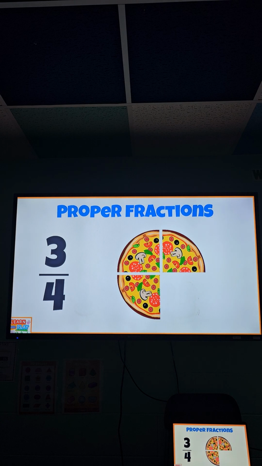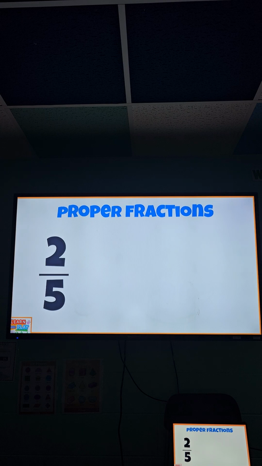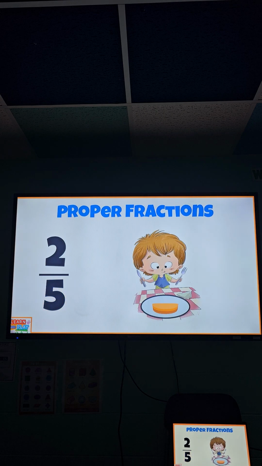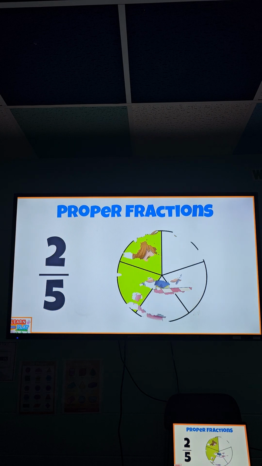And as you can see from the picture, that means you did not eat one whole pizza, which shows that the proper fraction 3/4 is a value that is less than 1. Let's explore this with one more proper fraction. This fraction, 2/5, is a proper fraction because, as we know, proper fractions have a numerator that is less than the denominator. If we apply 2/5 to a real-life example, we could say that you ate 2 slices of cake out of a total of 5 slices. This is what it would look like as a visual representation.